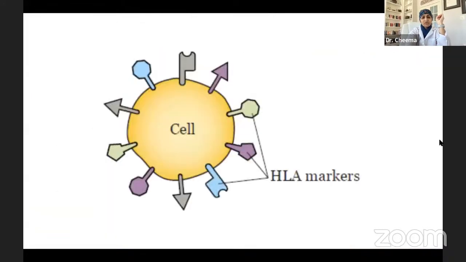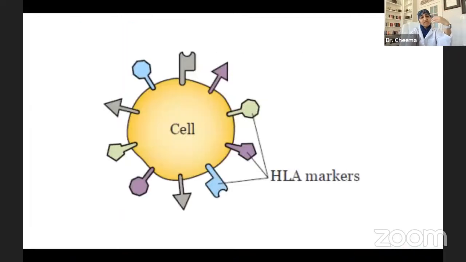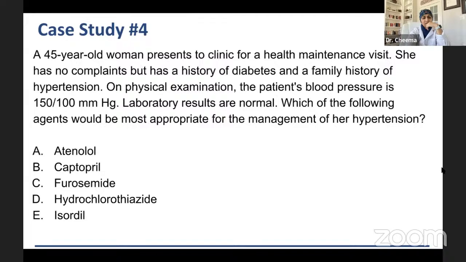So let's go over it. You can see in this diagram, this is a cell. So basically, HLA are the proteins or markers on most of the cells in our body. And our immune system uses these HLA to see which cells belong in our body and which do not. So that's the importance of these HLA antigens, human leukocyte antigens. All right, so let's go over the next case study, please.